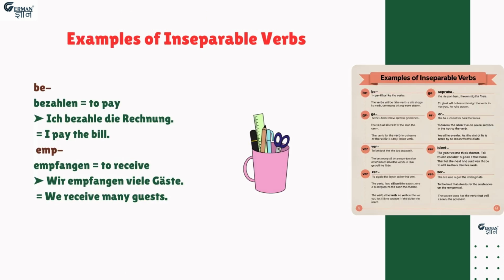Examples of inseparable verbs are bezahlen, which starts with be, which is a part of the inseparable prefix. Bezahlen means to pay. For example, ich bezahle die Rechnung means I pay the bill. Another example is empfangen. Prefix is emp, and empfangen means to receive. For example, wir empfangen viele Gäste means we receive many guests.